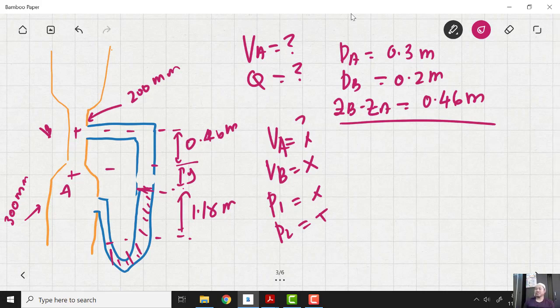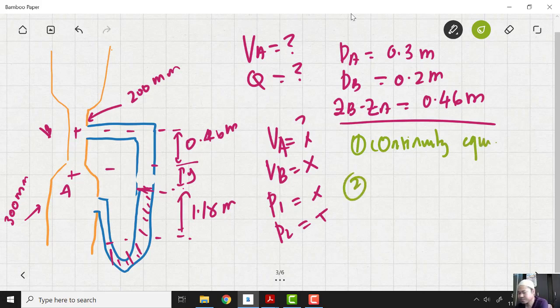Actually, we can solve it by combining the solution of the manometer and the continuity equation. To solve the problem you need three equations. First equation is the continuity equation. Second, you need the manometer equation.